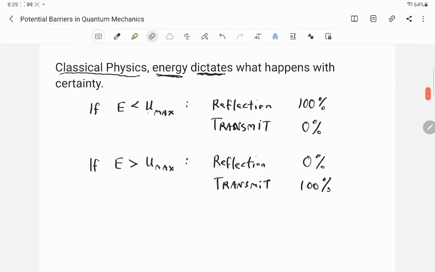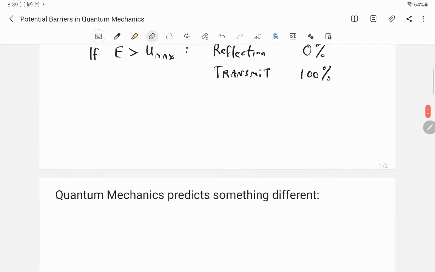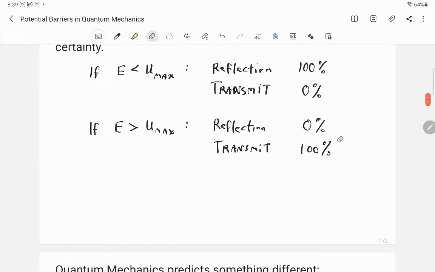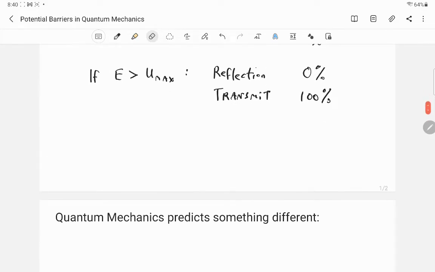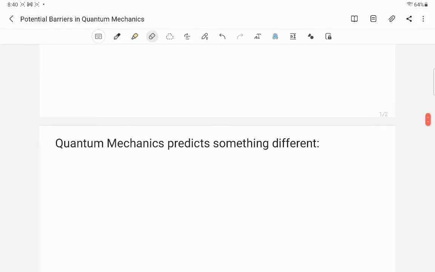The classical physics is either it goes past or it doesn't, and there's nothing else. What we're going to see in quantum mechanics, though, is all of these numbers are going to be in between 0 and 100. But we're still going to have either the particle reflects or transmits, but it could be 50-50. It could be 70-30. It could be 60-40. Okay, so here is the prediction in quantum mechanics instead.